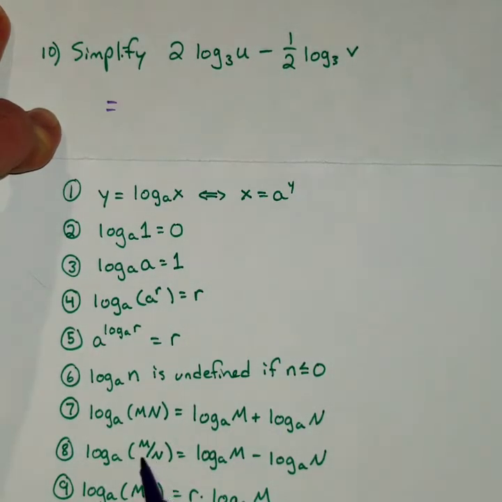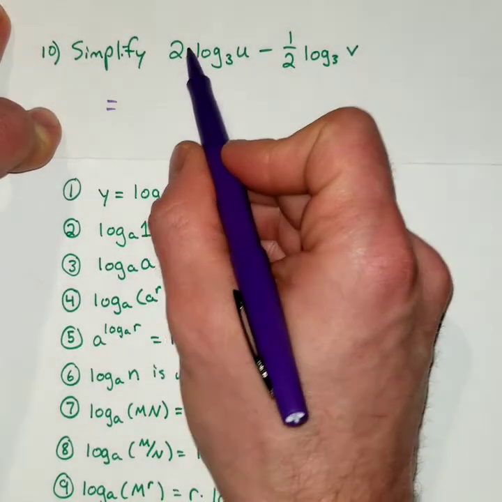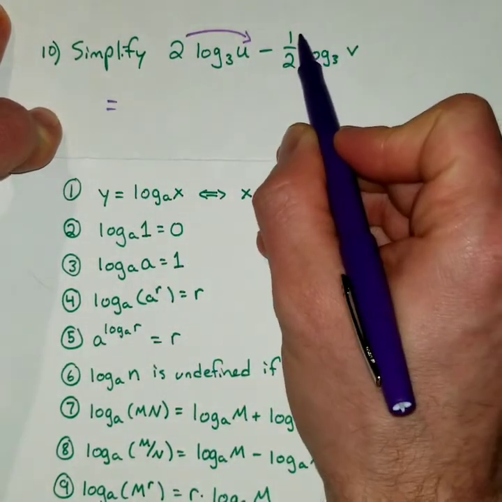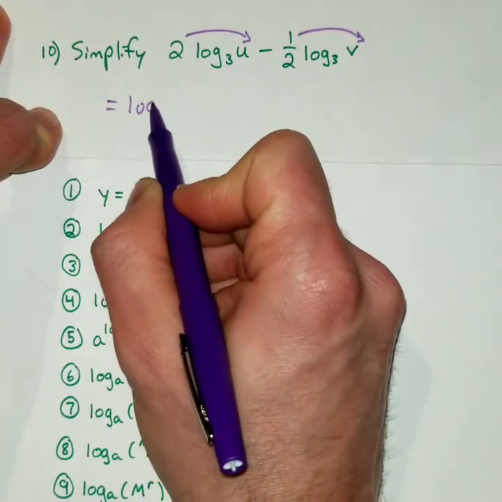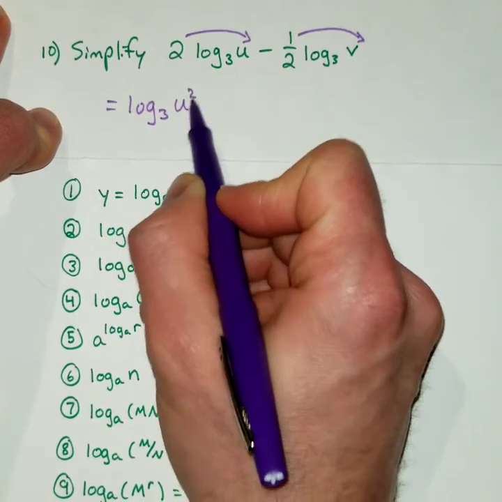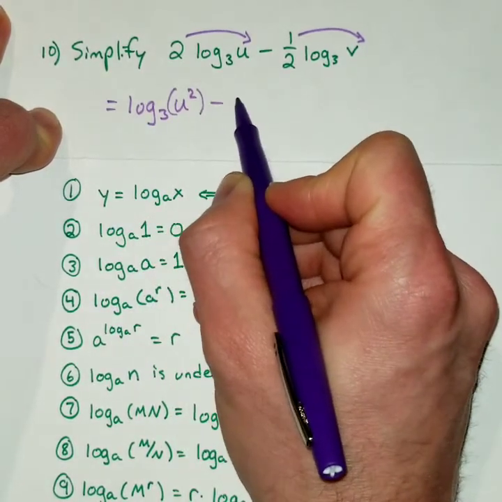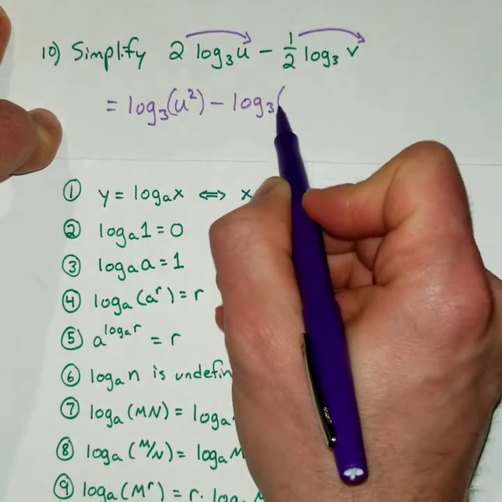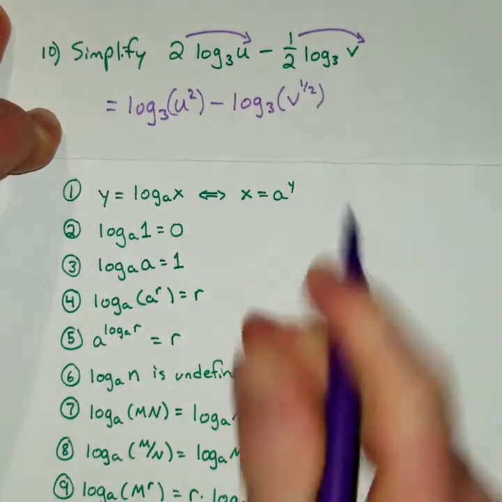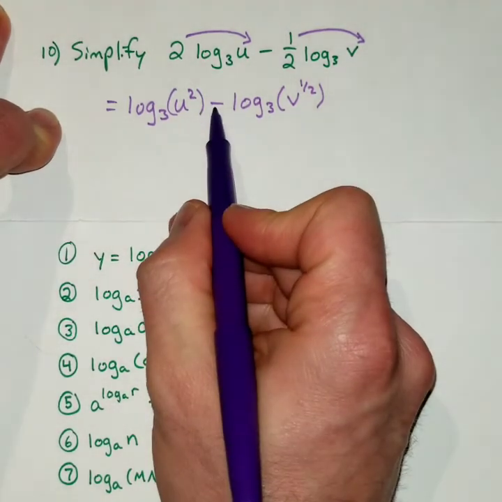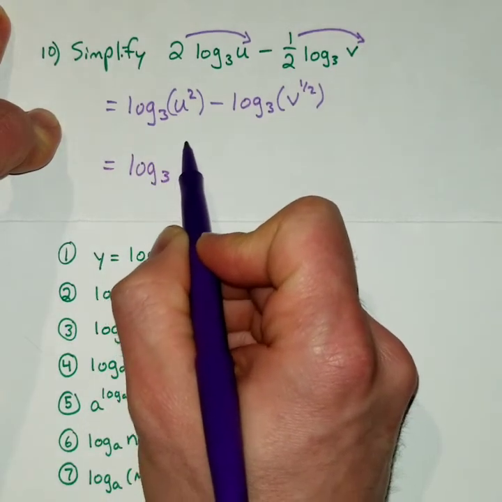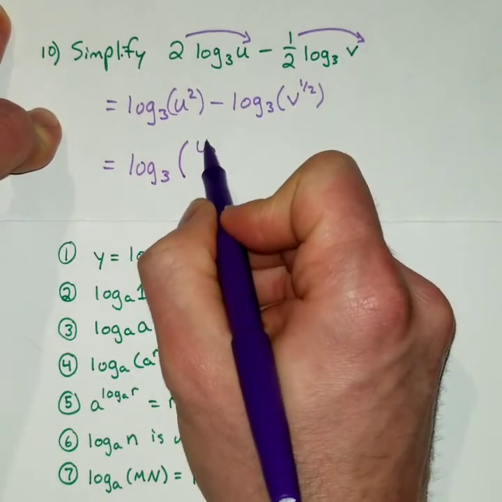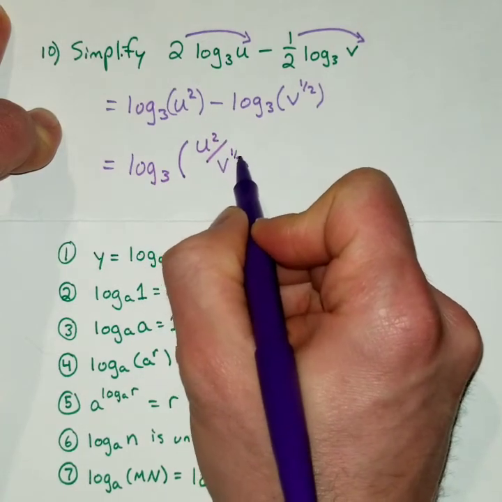Okay, so before I can use property 8, I'm going to use property 9, move the coefficients up. So this 2 becomes a power on the u, and the half becomes a power on the v. And I get the log base 3 of u squared minus the log base 3 of v to the half. With the subtraction in between two logarithms, now I can divide. I get log base 3 of the ratio u squared over v to the half.